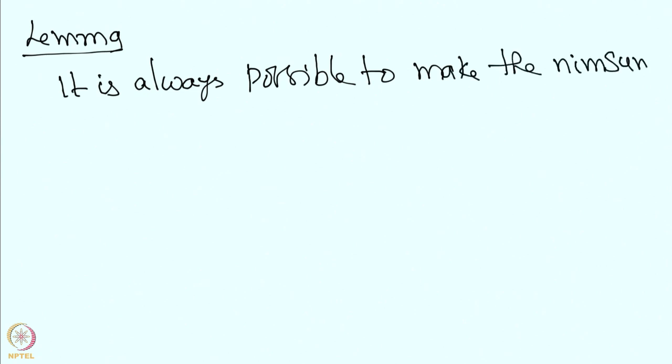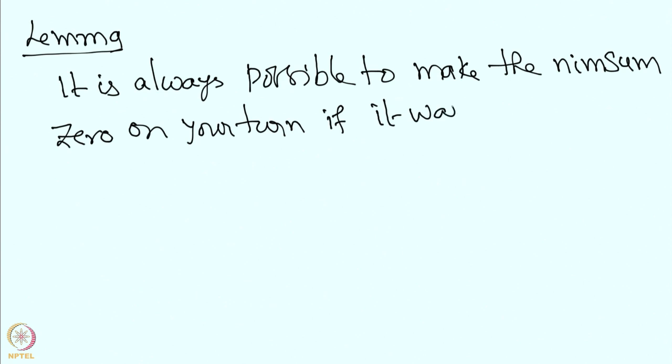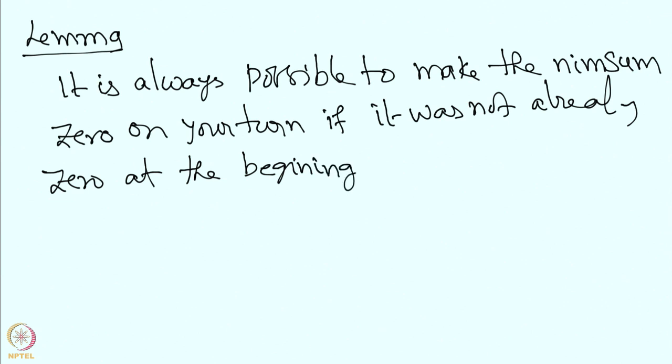It is always possible to make the Nim-Sum 0 on your turn if it was not already 0 at the beginning of your turn. Okay? So, when I need to make a move, if the Nim-Sum is not 0 already, then I can turn it to 0 by making a move wisely. That is the content of this lemma. So, let us prove it.